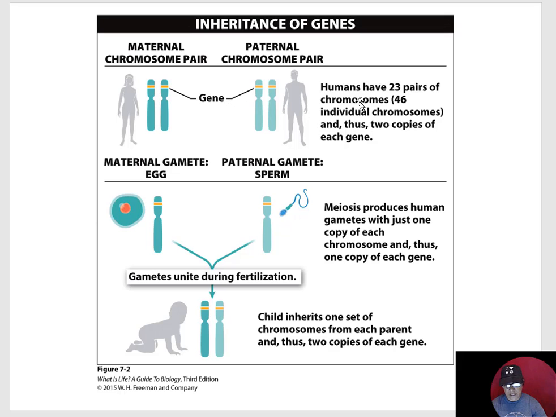So remember that humans have 23 pairs of chromosomes. That is 46 individual chromosomes. 23 is the haploid number, and 46 is the diploid number. And so thus we have two copies of each gene. When we basically have one of the copies of the gene end up in the egg and one copy of the gene end up in the sperm, that's how we have our haploid egg and sperm. When they come together, then the gametes unite during fertilization, and the child inherits one set of chromosomes from each parent, and thus two copies of each gene.